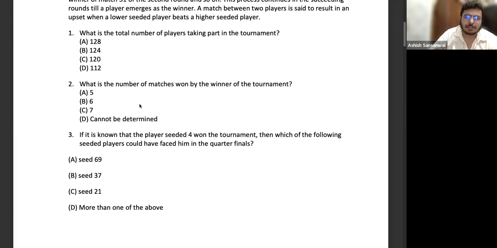So first, look at question number 1. Obviously, the first thing that came to your mind is that the total number of teams must be 128. Correct. But can you say 8 players got a bye? That means 8 players are absent. Exactly. So 128 minus 8. So technically 120 players are playing. Your answer is 120. Is this clear? Clear to all?